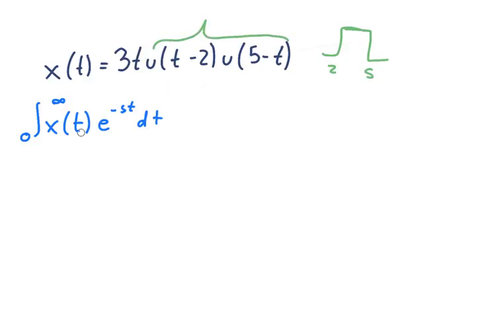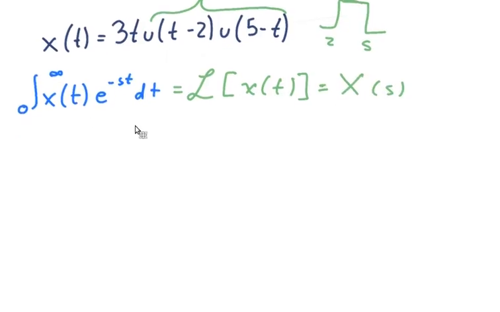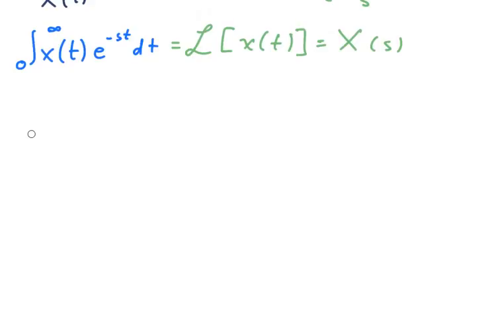And we know that the definition of Laplace is the integral from 0 to infinity of the x of t function times e to the negative st dt. So that's the Laplace transform of some x of t, and it's equal to big X of s. So I'm just going to rewrite this here and we'll get started. Actually, I'm just going to write the full thing first.